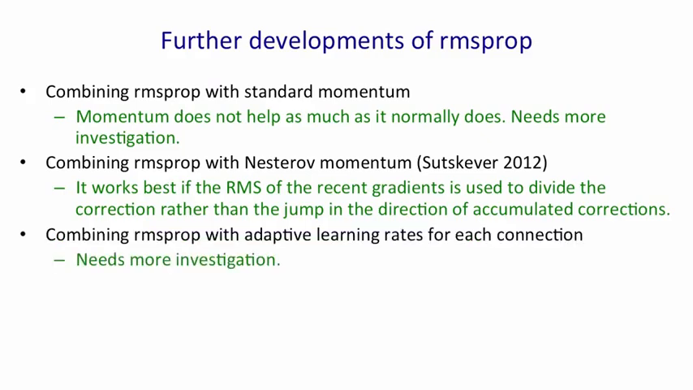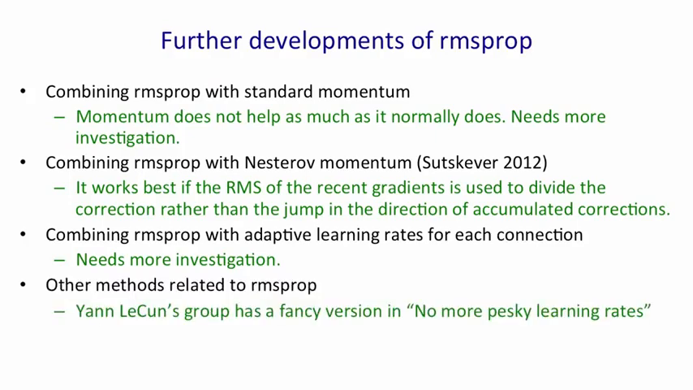Obviously, you could combine Rmsprop with adaptive learning rates on each connection, which would make it much more like Rprop. That just needs a lot more investigation. I just don't know at present how helpful that will be. And then there's a bunch of other methods related to Rmsprop that have a lot in common with it. Yann LeCun's group has an interesting paper called No More Pesky Learning Rates that came out this year, and some of the terms in that look like Rmsprop, but it has many other terms. I suspect at present that most of the advantage that comes from this complicated method recommended by Yann LeCun's group comes from the fact that it's similar to Rmsprop, but I don't really know that.